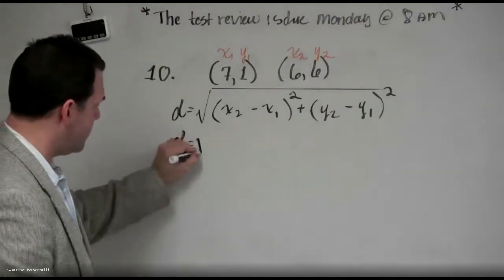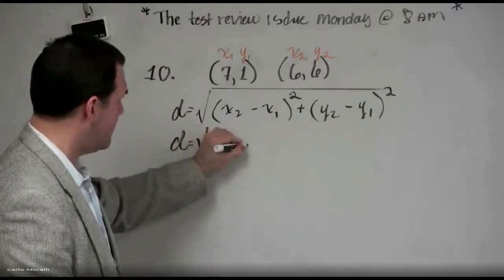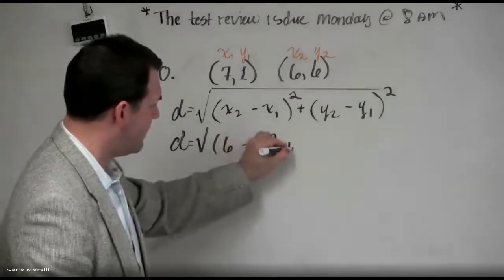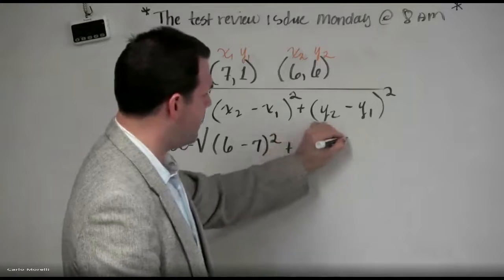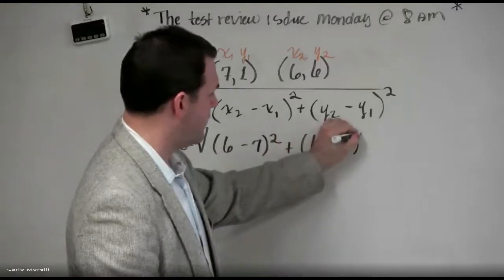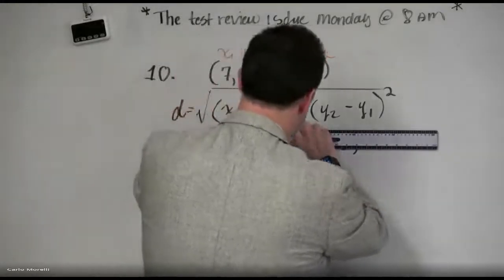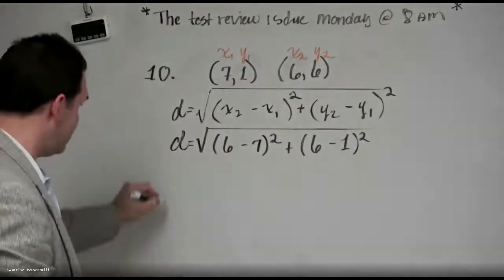D equals the square root, open parentheses, x2 is 6, minus x1, which is 7, and that's squared, plus y2 is 6, minus y1, which is 1, squared. Big root bar on top. Sounds like a math candy, root bar.